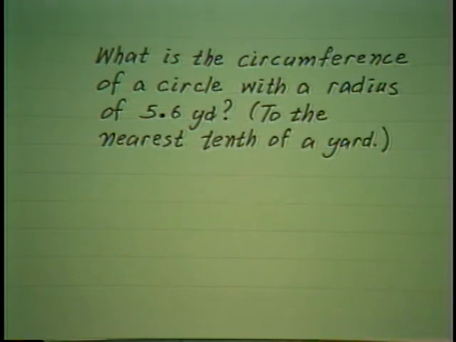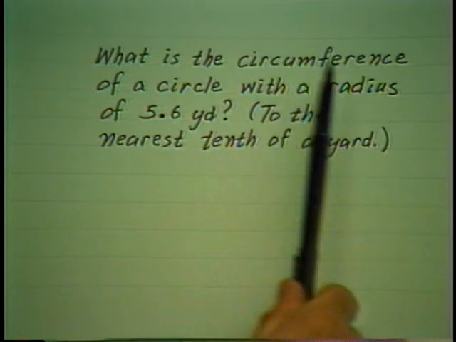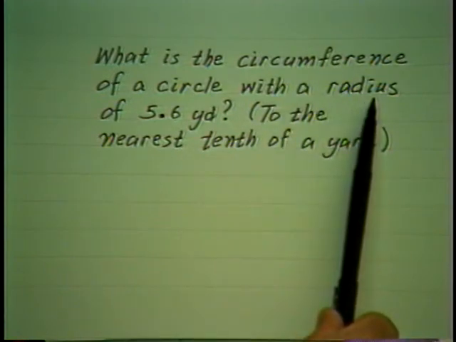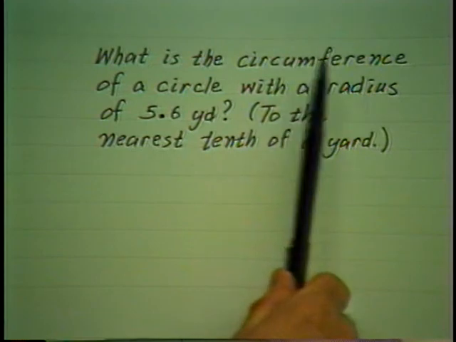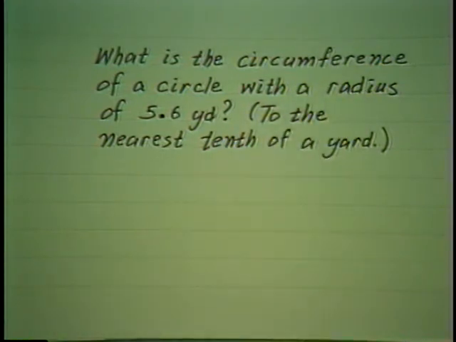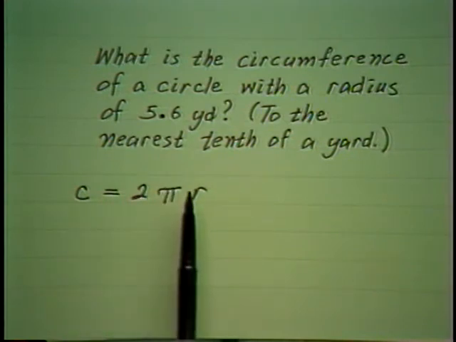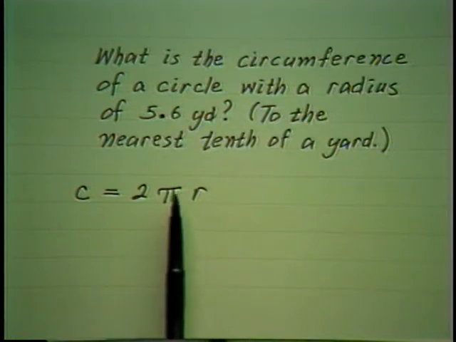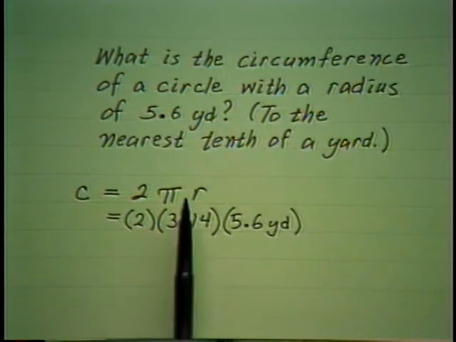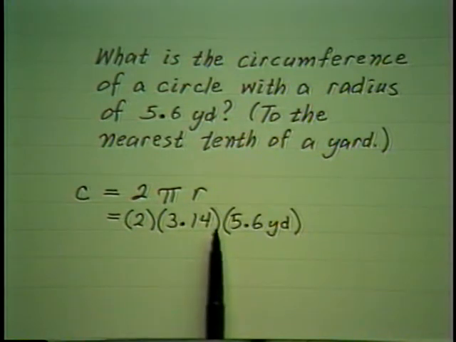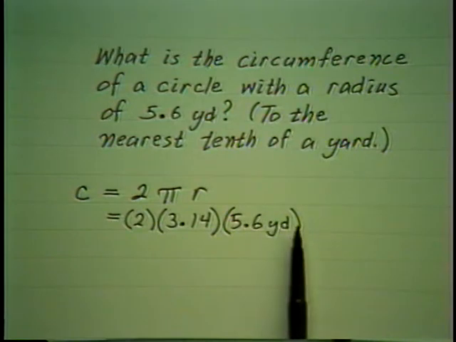What is the circumference of a circle with a radius of 5.6 yards to the nearest tenth of a yard? Okay, so we want the circumference. They told us a radius, so we find the formula relating circumference to radius if we don't remember it. And it is, circumference is 2 times the value of pi times the value of the radius. Now substituting what these letters stand for, we get this, which is a pure number times a pure decimal number, times a measurement number. So our answer will be in yards.